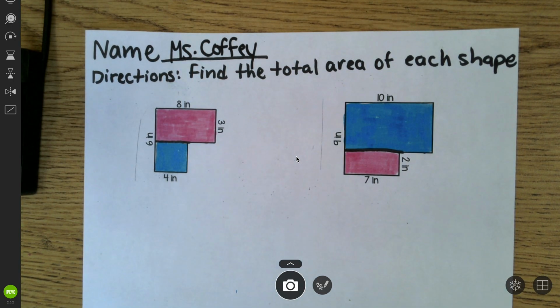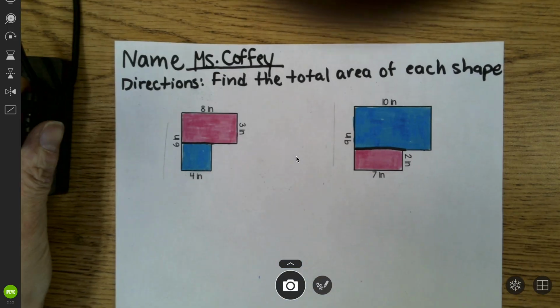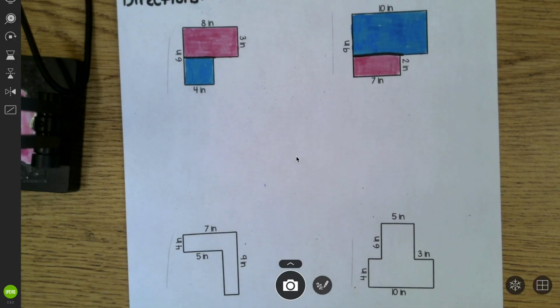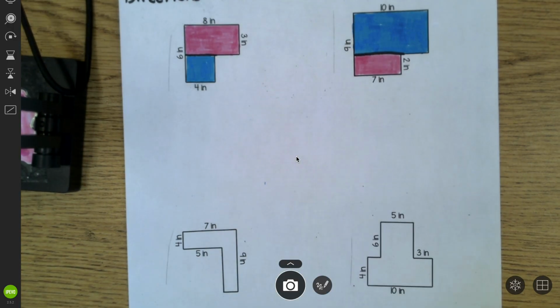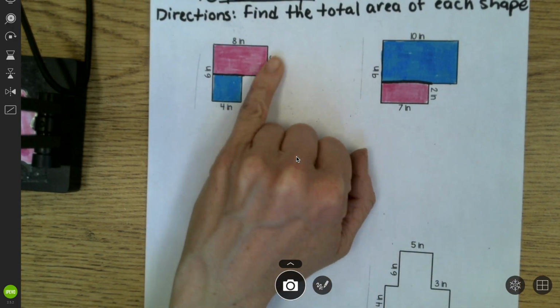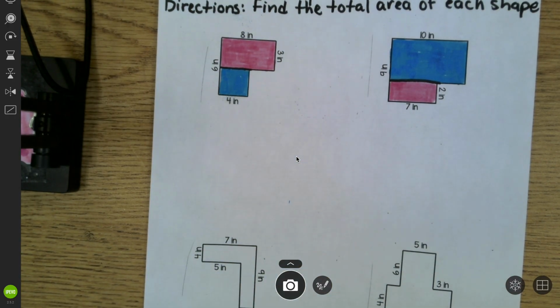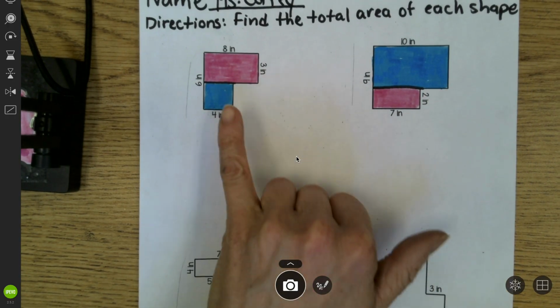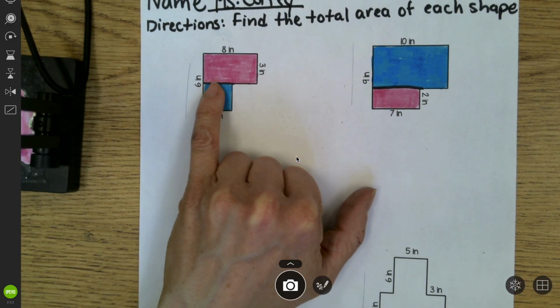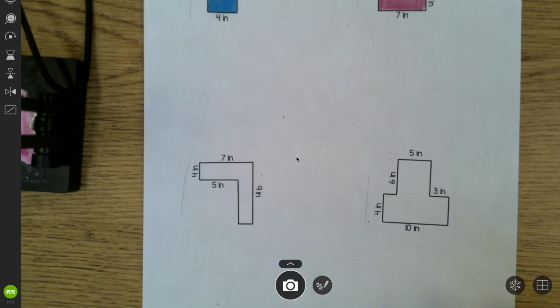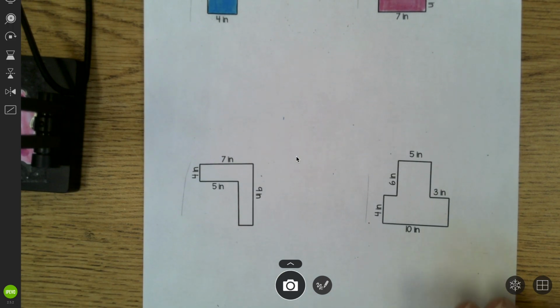Here we go. All right. So, on your worksheet, there are 4 irregular shapes, meaning they are not your traditional rectangles. However, they are considered combined rectangles because they are made up of rectangles. So you have 4 of them. As you can see, the first 2, I already broke them apart for you and they're color coded. And then the last 2 you're going to do on your own, okay?